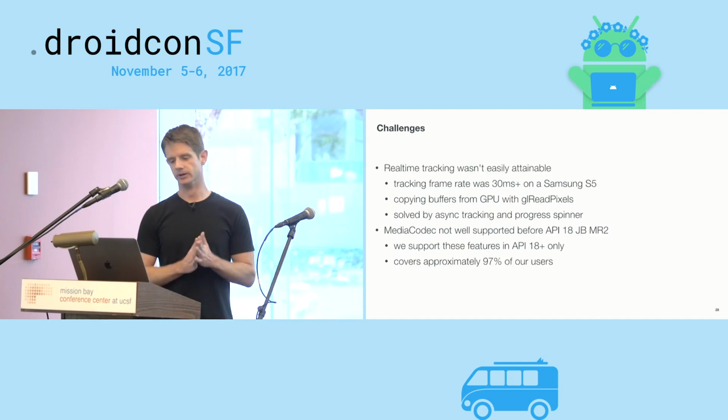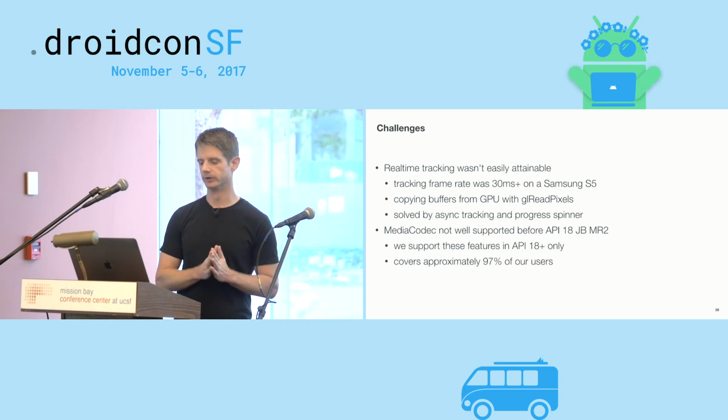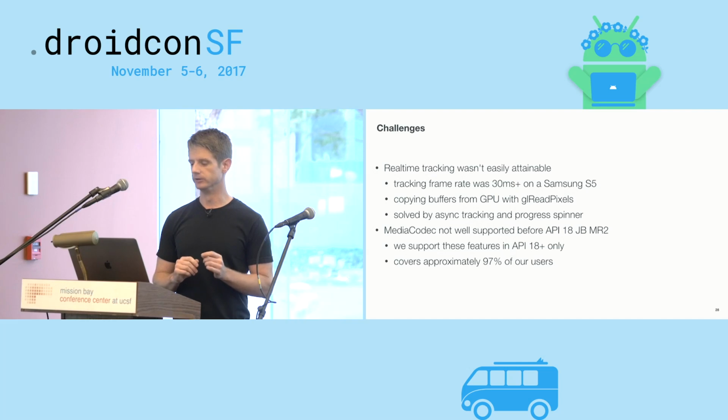So there are a lot of moving parts in this feature to organize, and beyond the base complexity, there were also platform challenges. We initially tried to implement real-time tracking during video playback. However, we found that the frame rate we could achieve was not sufficiently smooth on some lower-end Android devices. The biggest bottleneck we ran into was the time to copy image data from the GPU to the CPU via GL read pixels. We tried to mitigate this by downscaling the video we used for tracking. However, this negatively impacted tracking accuracy. We settled on the solution of background tracking with a progress spinner, as we felt this was a good user experience and addressed the frame rate problem.